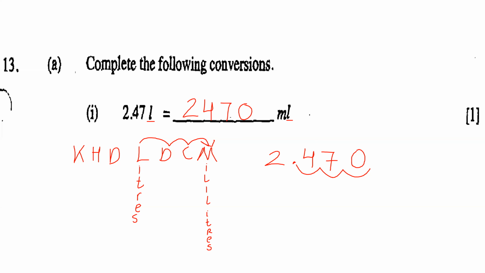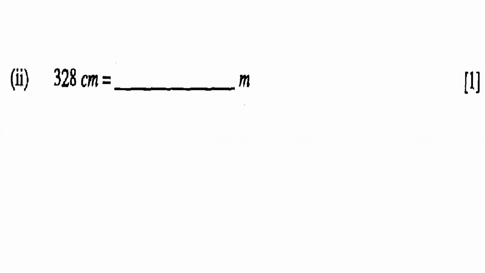Next, let's go ahead and look at question 13, a double I. So we have 328 centimeters equals to blank meters. So again, this is going to be knock him down. Now remember, we're dealing with centimeters and meters. It's going to be knock him down, minister, don't commit murder. Don't commit murder.